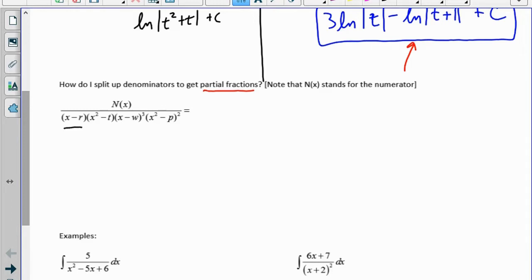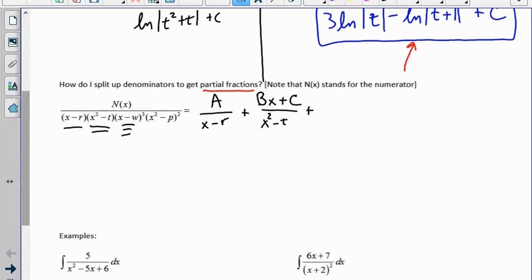So notice I have a linear factor, x minus r. If I have a linear factor, I always put just some constant in the numerator over whatever that is, so x minus r in the denominator. If I have a quadratic factor, I'm going to put a linear term in the numerator. So in this case, bx plus c over x squared minus t.